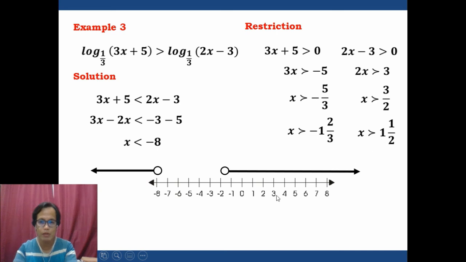So where is 1 and 1 half? Positive 1, this is 2. So our point is located in between 1 and 2. Still, we use a hollow dot because this is greater than. Now, since this is also greater than, our arrow goes to positive infinity.